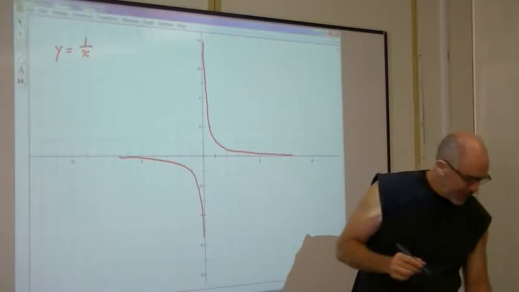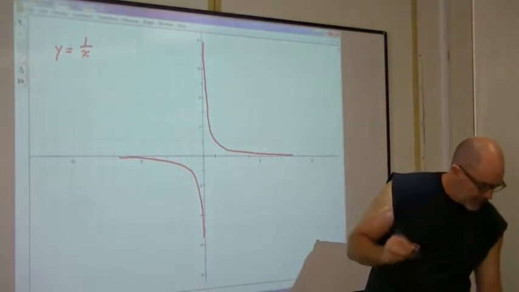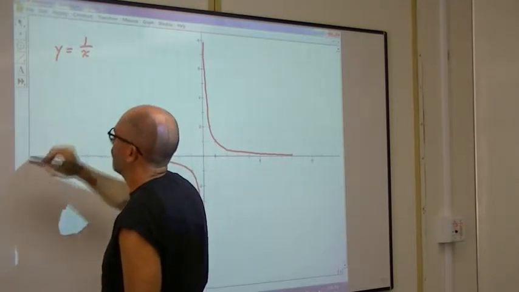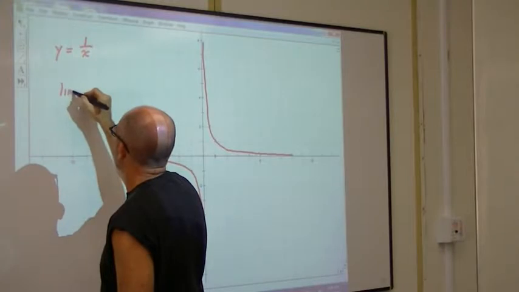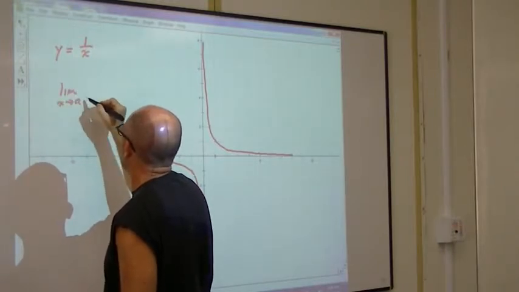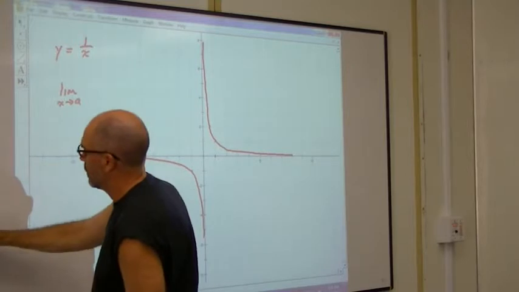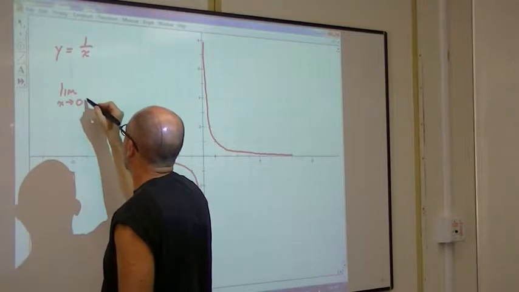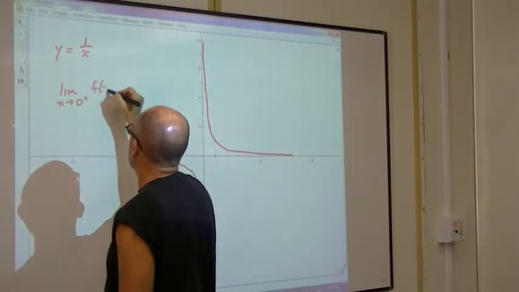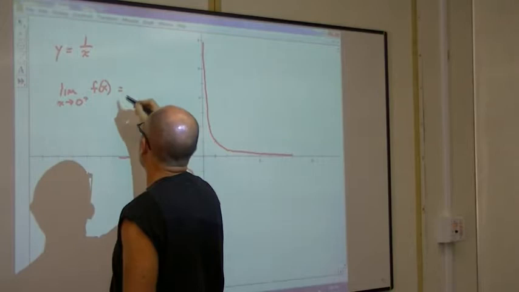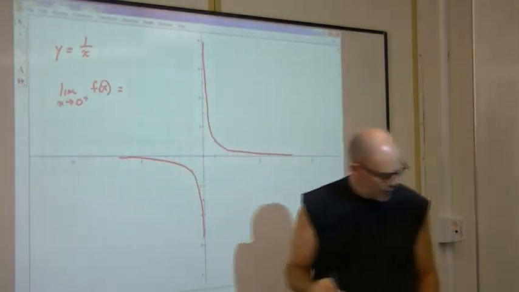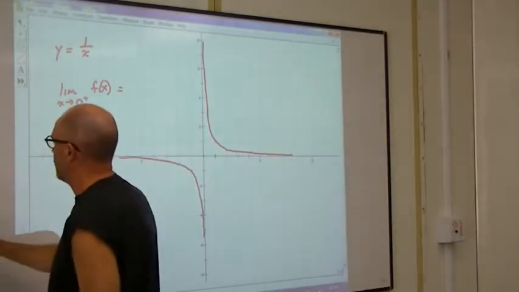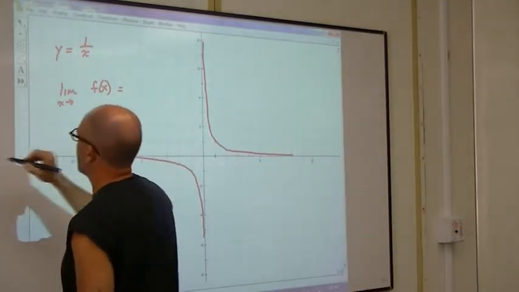So if I said the limit as x approaches a from the right, well, let's just go. The limit as x approaches 0 from the right of f of x will equal f of, oh, you know what, we don't want to use 0 here. We want to use, yeah, let's just use a.